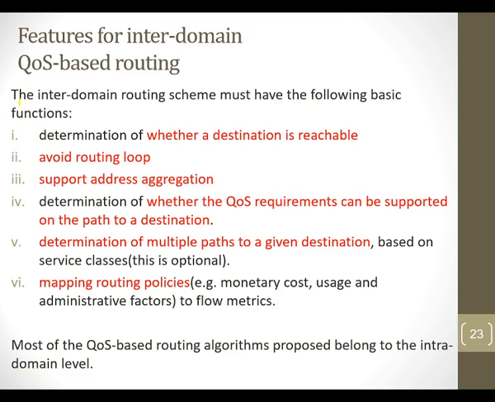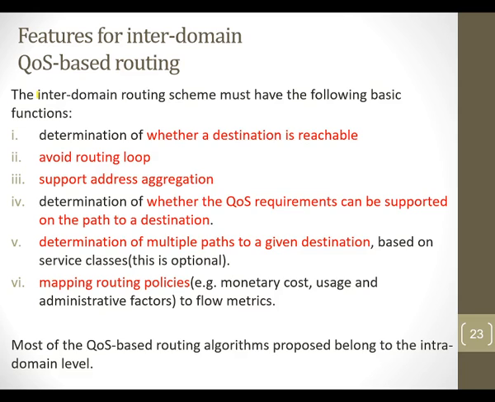In contrast, inter-domain routing is expected to be as simple as possible. Stability and scalability are the most important issues at this level. The routing cannot be based on highly dynamic network state information, but instead, the quality of service information exchange between different routing domains should be relatively static.